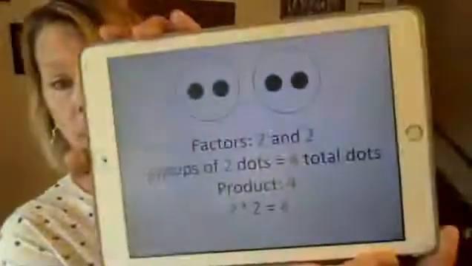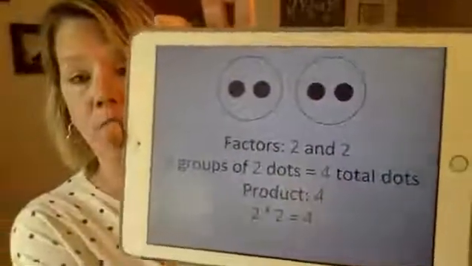I have two groups of 2. So my factors are 2 and 2. There's 2 groups of 2 dots, or 4 dots all together.